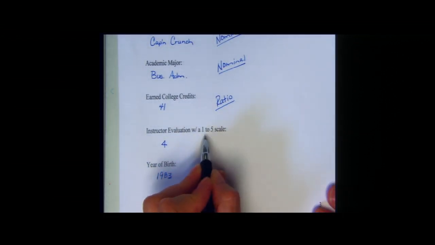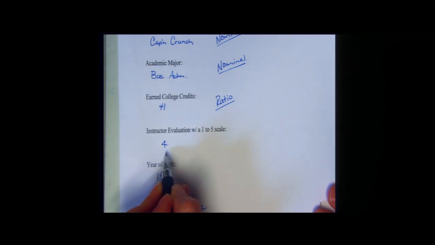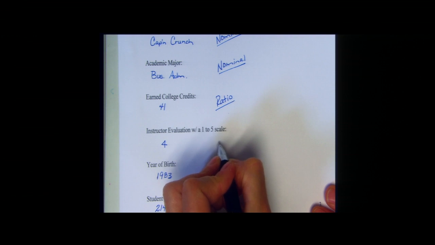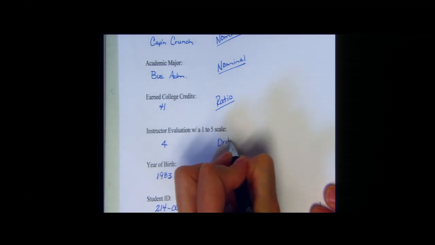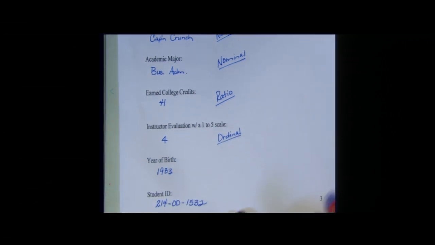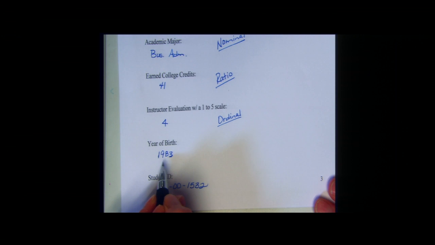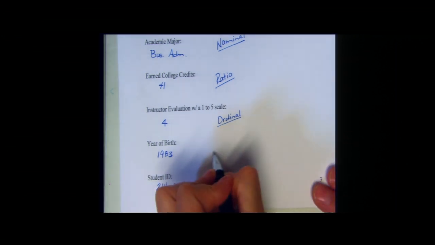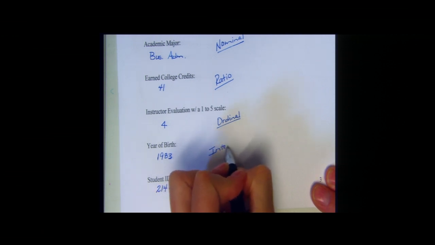Instructor evaluation, 1 to 5. So it is a number, and it can be placed in order, but between a ranking of 4 and 5, I don't know how much difference is between those two. So this would be an example of ordinal. You place it in order, but the differences are unknown. The year you were born, this would be time such as a date, so this would be interval.